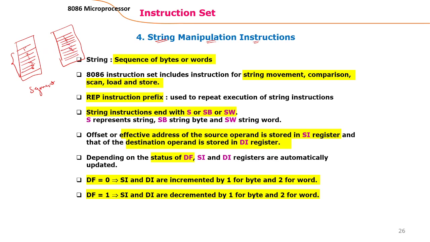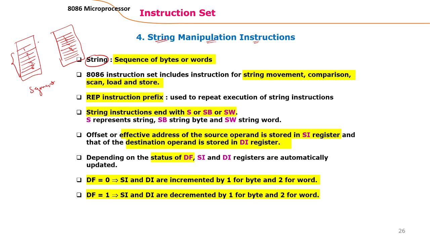So this group of data is considered as a string. String manipulation instruction means we are going to perform a particular operation on all the data. We perform the same instruction on all the data, and then that group of data will be considered as a string.